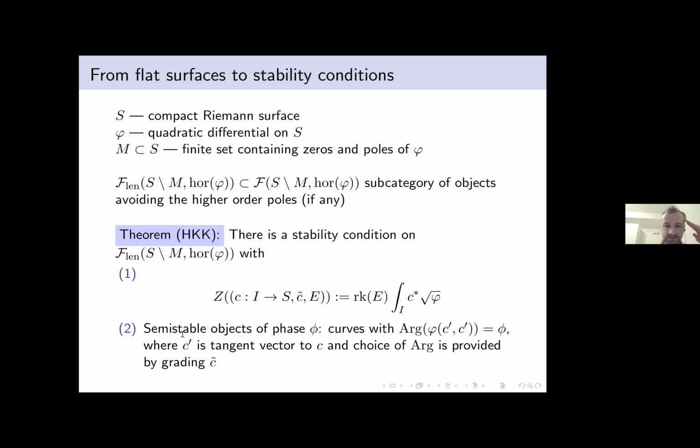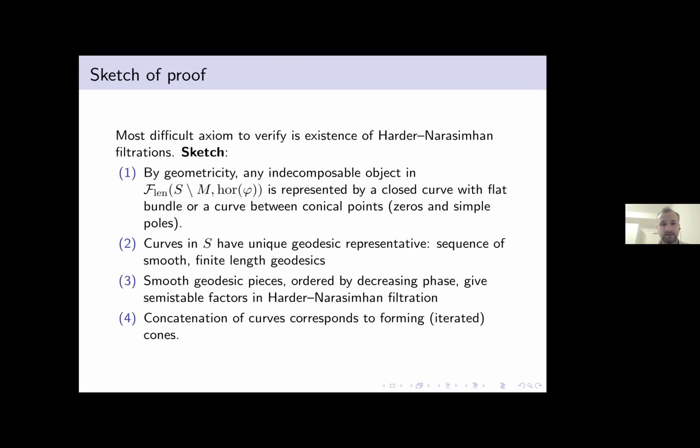Okay, so the theorem is that once you define a stability condition like that, then it really is a stability condition. It satisfies all these 5 axioms I listed in the beginning, and they're basically all pretty trivial. Also, the support property is not very difficult. But the most difficult thing is the Harder-Narasimhan property.